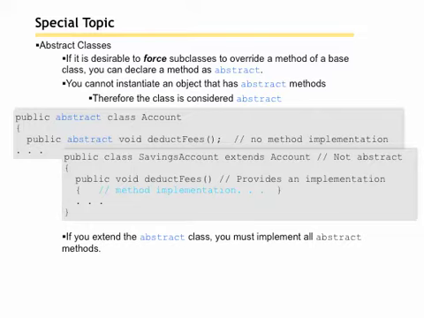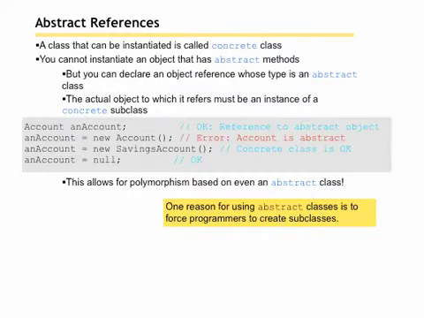You can instantiate objects of concrete classes, classes that are not abstract. We don't have a keyword concrete, but they are classes that are not abstract. So if you extend an abstract class, you must implement all abstract methods. So note the deductFees method inside Account. We have to write that method inside SavingsAccount because it does extend Account. A class that can be instantiated is called a concrete class. A class that cannot be instantiated is an abstract class.